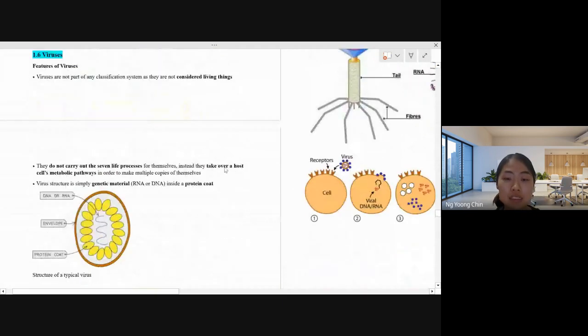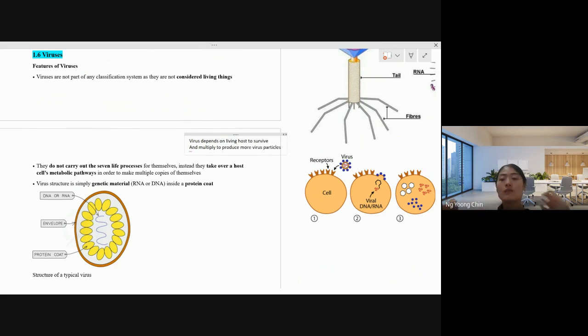Instead, how is the virus able to reproduce to produce more and more virus particles? They have their own ways. Just that their way is they depend on the host. You know, virus is a host-dependent organism. Virus depends on a living host to survive and multiply to produce more virus particles. This is how virus is able to survive.